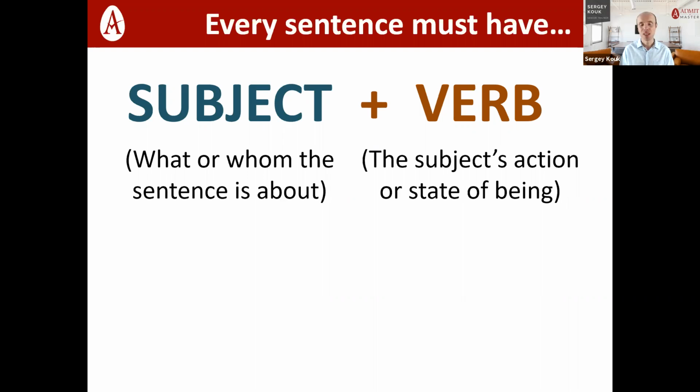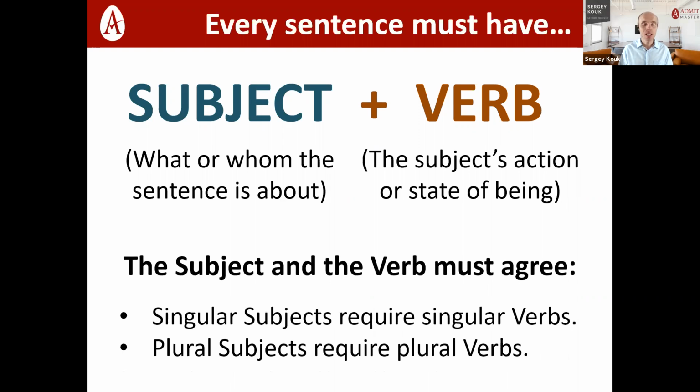So how do they actually agree? What does this mean, the subject and the verb must agree? Well, here's literally what this means. Singular subjects need singular verbs, and plural subjects need plural verbs. That is really it. That's as simple as it is. We say a child plays, but children play. Very straightforward.